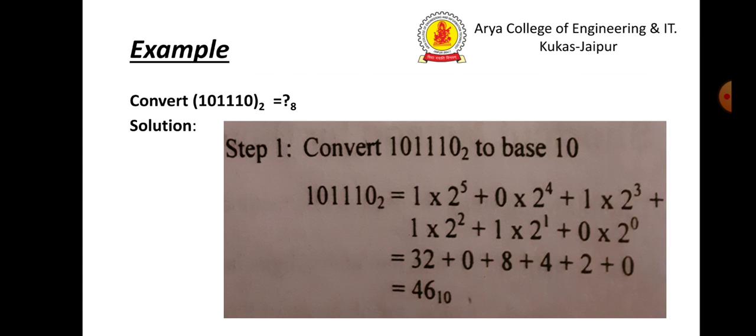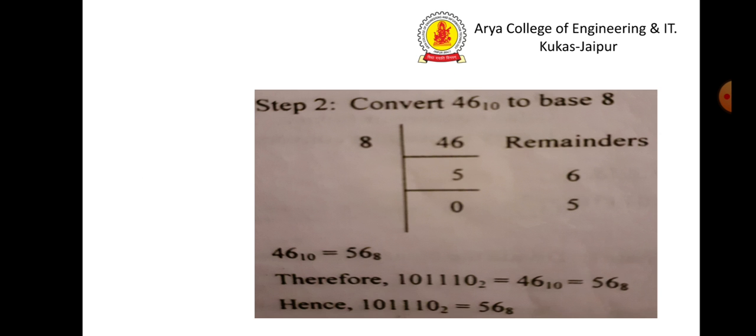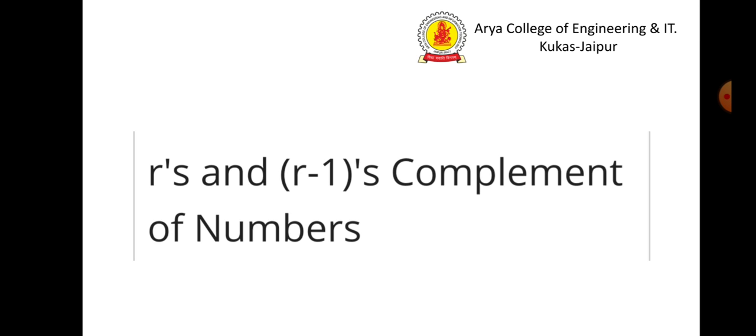Here is another example, 101110 base 2 to base 8. Again the binary equivalent is given, and we convert it to the decimal equivalent. We multiply by 2 and we get 46 base 10. Now this 46 base 10 is taken to step 2 and divided by 8 to get the octal representation. So the binary number 101110 base 2 is equal to 56 base 8.